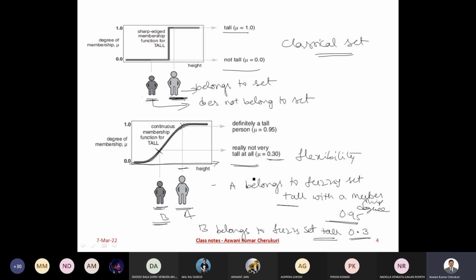But what differs? A person with a height of, say, 165 centimeters will belong to the fuzzy set called tall at a membership degree of, say, 0.95 or 1.0. A person with a height of, say, 100 centimeters or maybe 90 centimeters will belong to the same fuzzy set, tall, but with a membership degree of 0.3. Okay, I hope you guys are able to follow.